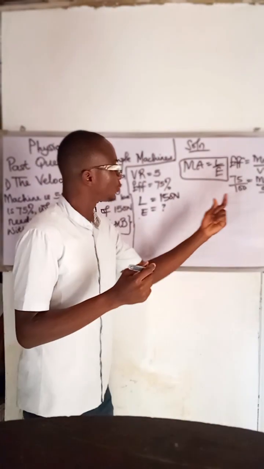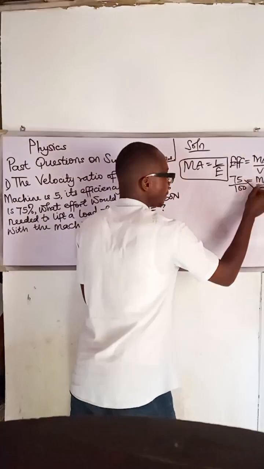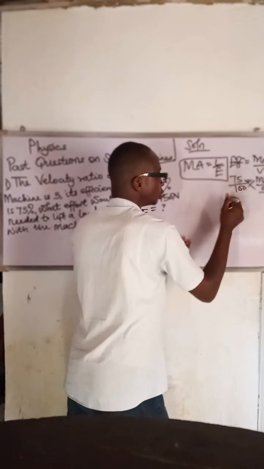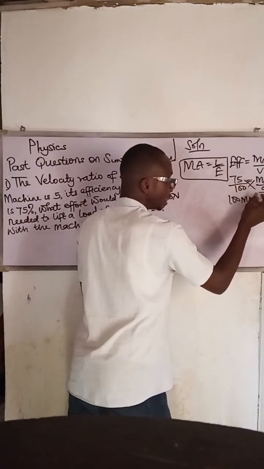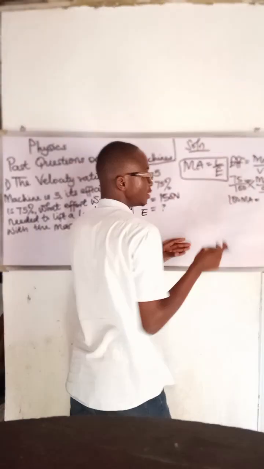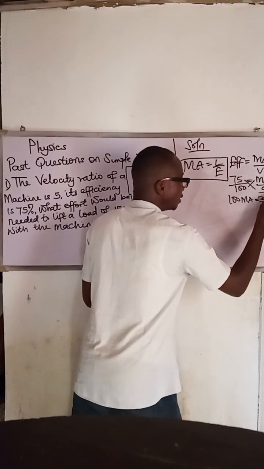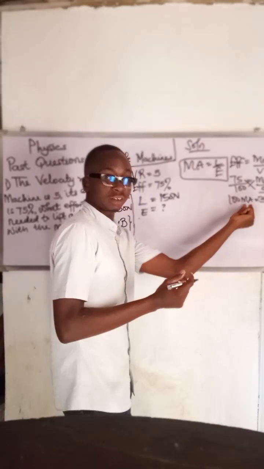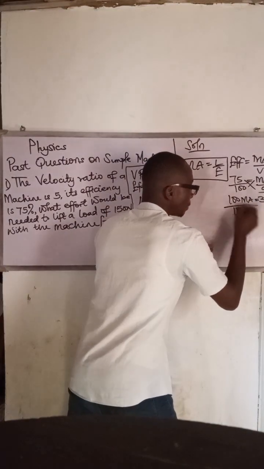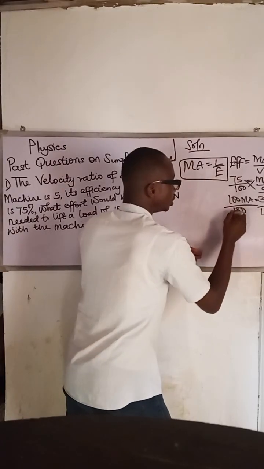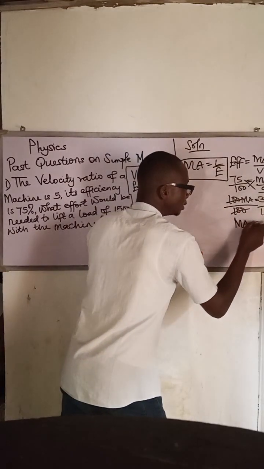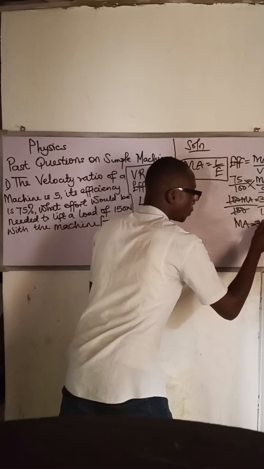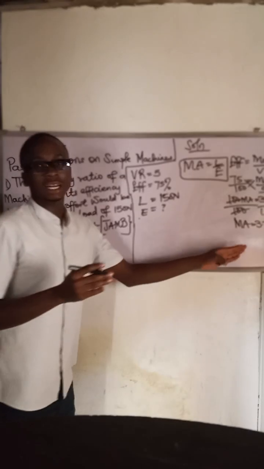Now when we get to this point, for clarity, we can just cross multiply. 75 times 5. We can do MA times 100, you have 100 MA. That is, mechanical advantage is equal to 75 times 5, which is 375. Now we divide both sides by 100 because we are looking for the mechanical advantage MA. This will cancel out this. Then the mechanical advantage is equal to 375 divided by 100, which is 3.75. This is the mechanical advantage.